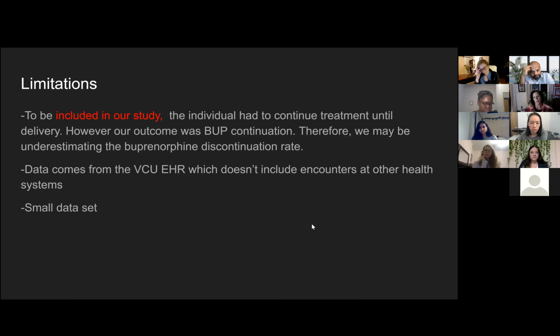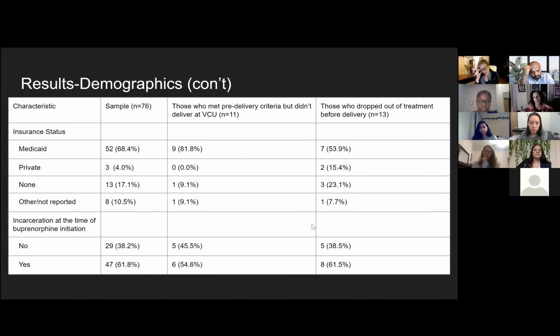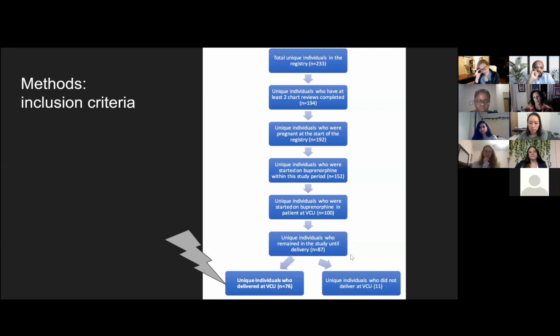We don't have their delivery information because we stopped doing a chart review after the 8 weeks. So they're generally individuals who were pregnant. They were all pregnant, and then didn't make it to delivery. So we don't have any data on their delivery. Okay.